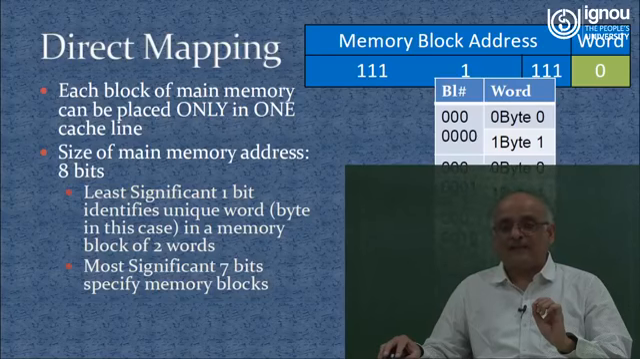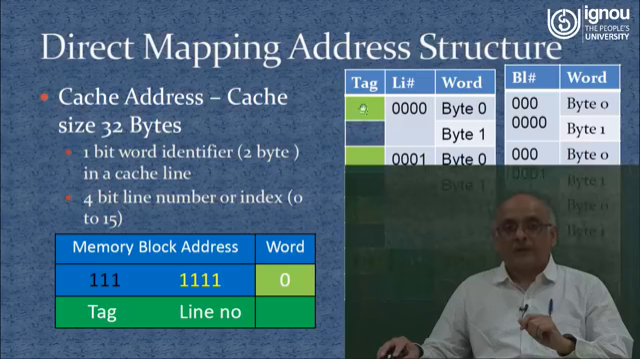Now, the direct mapping address structure. Let's refer to that structure. The cache size is 32 bytes. Since there are 2 bytes in one particular line, we will have only 16 lines. Now, how a main memory address will be mapped to the cache, and how it is going to be checked, is what is important.